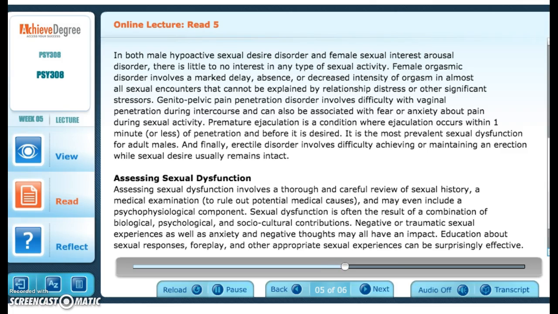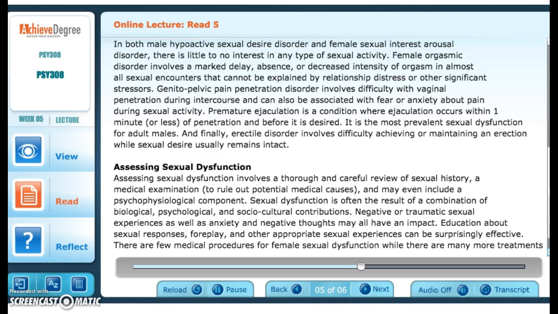Premature ejaculation is a condition where ejaculation occurs within 1 minute or less of penetration and before it is desired. It is the most prevalent sexual dysfunction for adult males. And finally, erectile disorder involves difficulty achieving or maintaining an erection, while sexual desire usually remains intact.